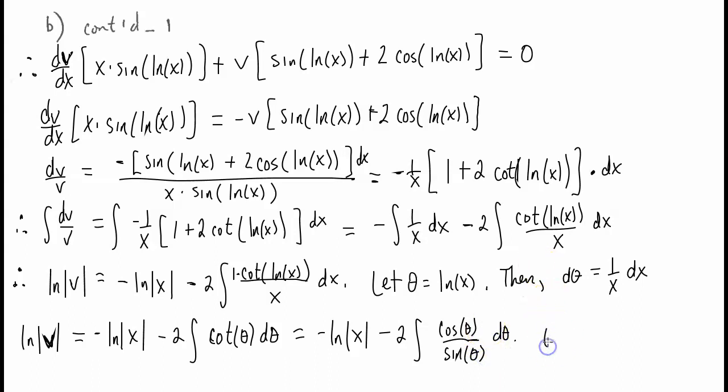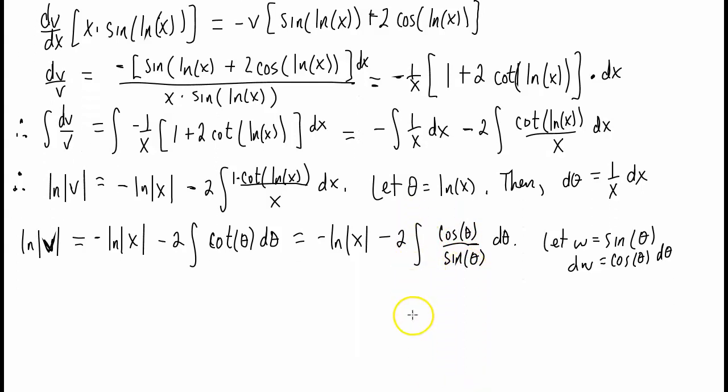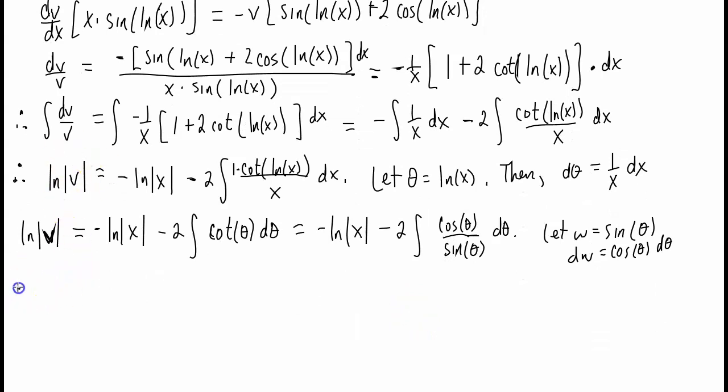And then from here, we'll say let w equal sine theta, which means that dw is going to be cosine theta d theta. And so, of course, all of this here is just going to be dw. This is just going to be w. And, of course, the integral of dw over w is just natural log of absolute value of w.